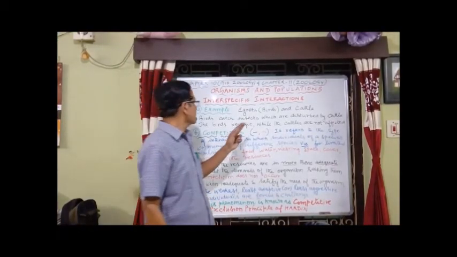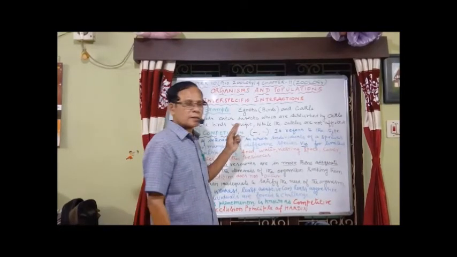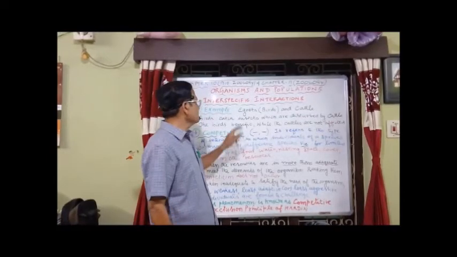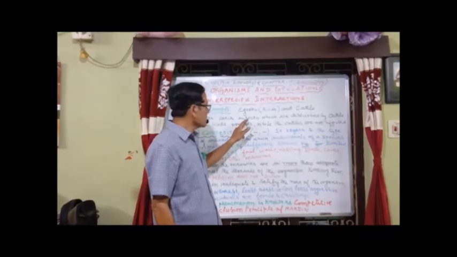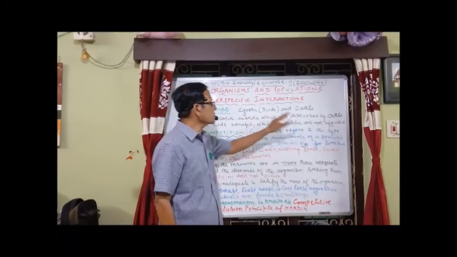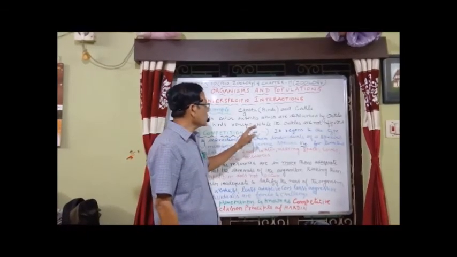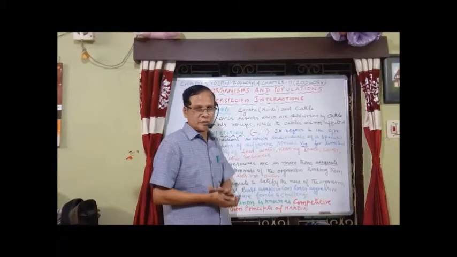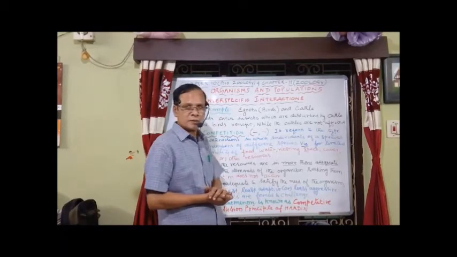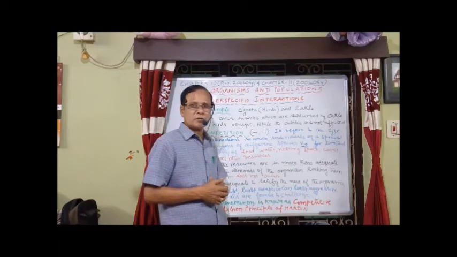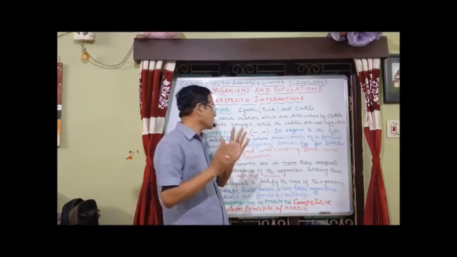Now another example of commensalism is the egrets and cattle. Birds catch insects, as I explained earlier, which are disturbed by the cattle. So the birds benefit, while the cattle are not affected. That is commensalism, plus, zero. One partner gets benefited, the other neither benefited nor harmed.